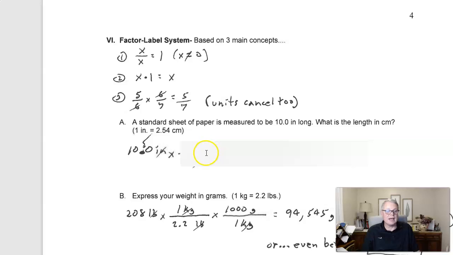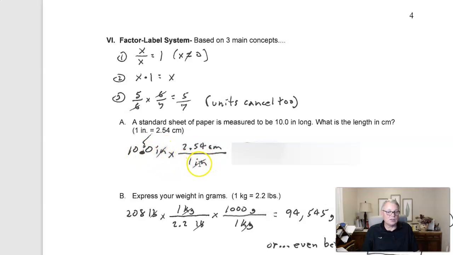All right, so the question now becomes, which do I want to do? Do I want to put 1 inch over 2.54 centimeters, or do I want to put 2.54 centimeters over 1 inch? Well, I want to do 2.54 centimeters over 1 inch. Why do I want to do it that way? Well, notice here I have inches here on the top. You could figure that's like divided by 1. And I've got inches here on the bottom. So what I can do is I can cancel out the inches.